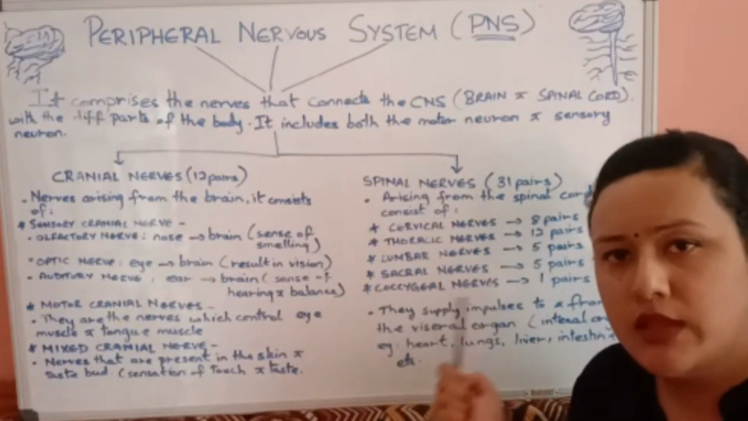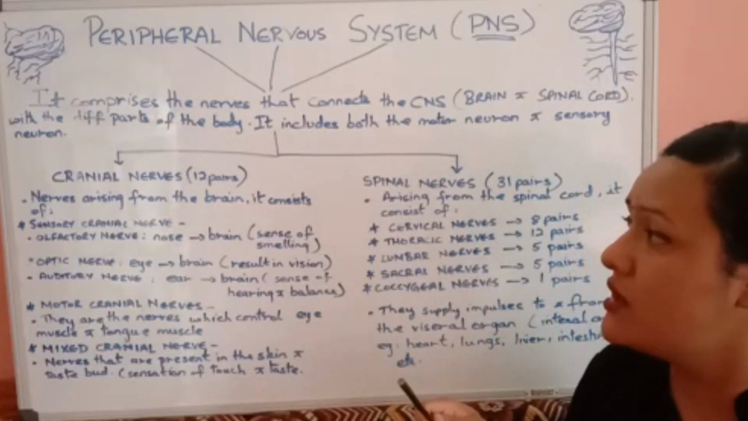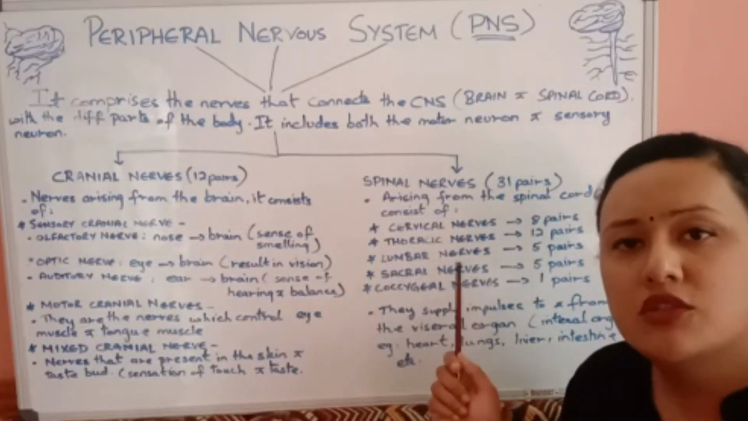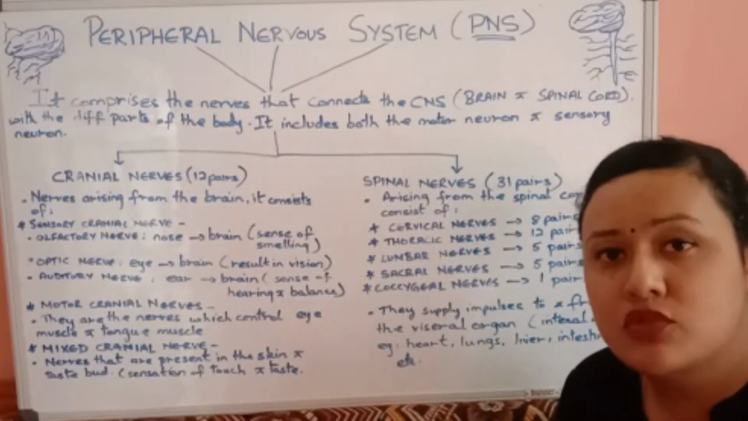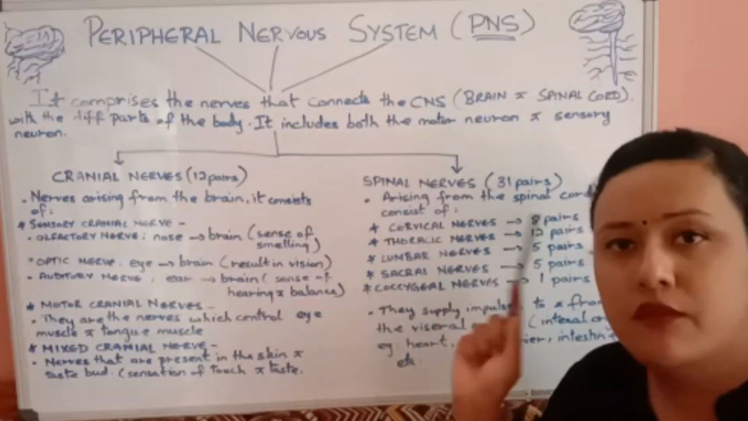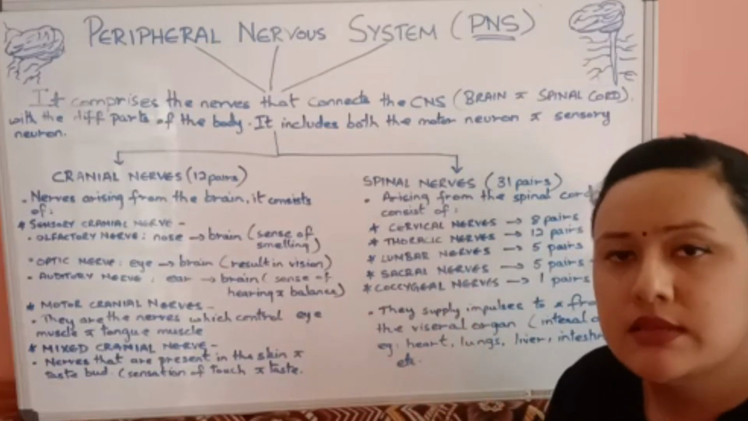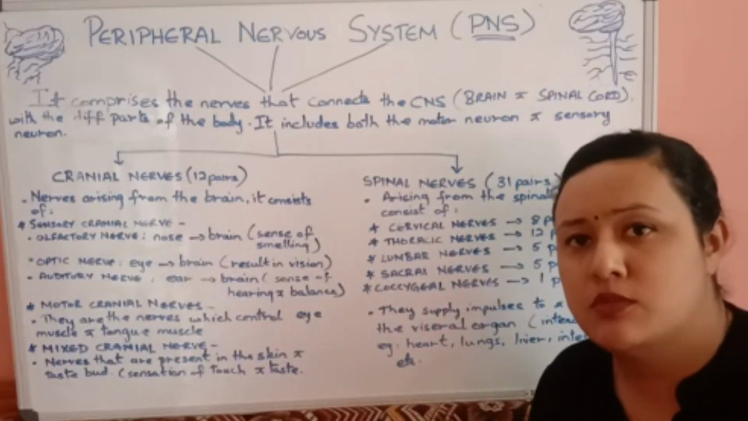So thank you, class 10. Hope you have understood. The next topic after this will be the autonomic nervous system. Two divisions of the nervous system, central and peripheral, we have completed. Now we are going to do the autonomic nervous system. Thank you so much for listening to me.